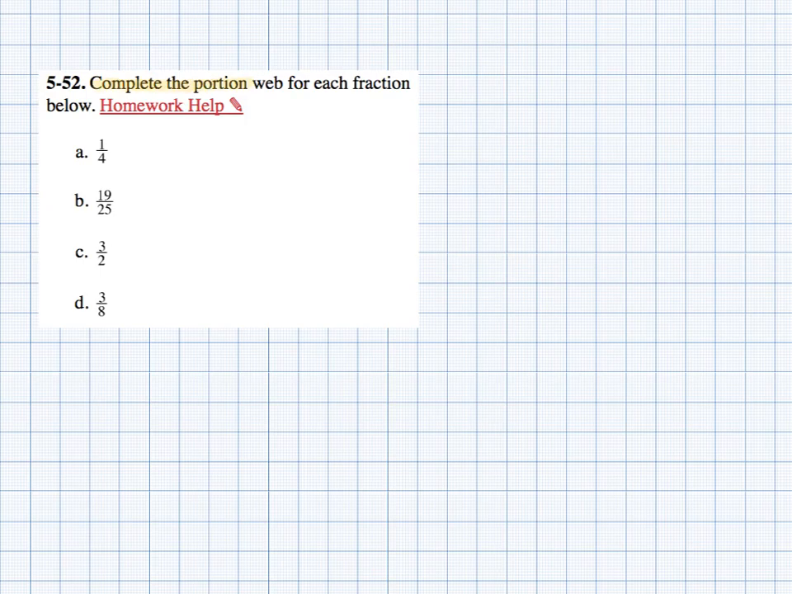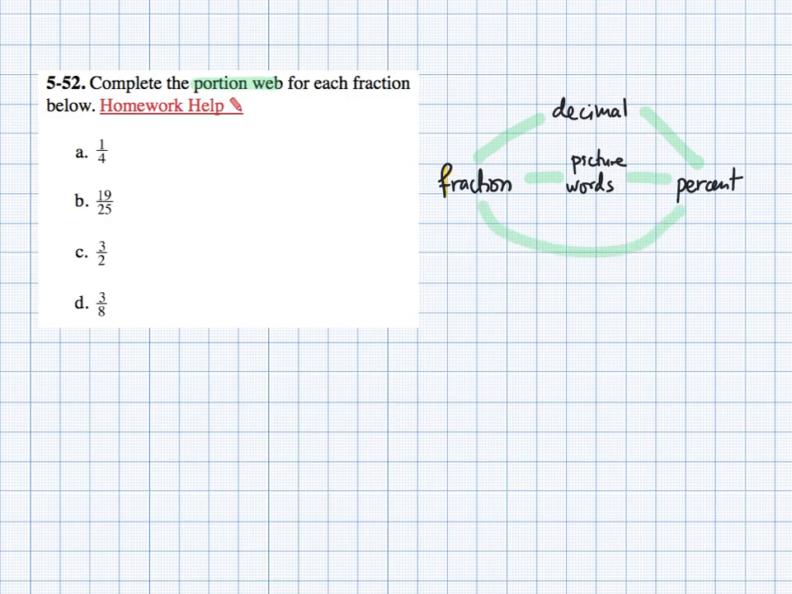Complete the portion web for each fraction below. So the directions are referring to a portion web which I drew on the side, and it means that if you're given a fraction, go ahead and change it to a decimal, a percent, and then also picture or words. So you could go either way in either direction, so they're all connected.